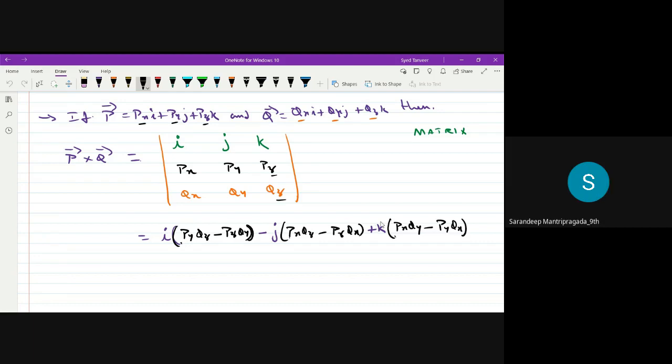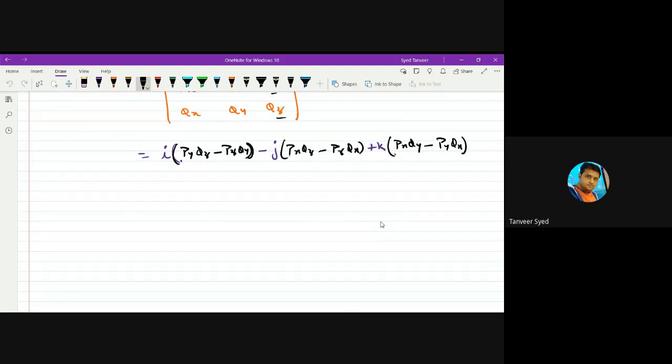Okay, sir. Sir, why did you put minus j, sir? That's what I told, maths. Sir, I have a doubt. If this is the process when i, j, k are there, and if only i and j are there, then in place of k, put 0.